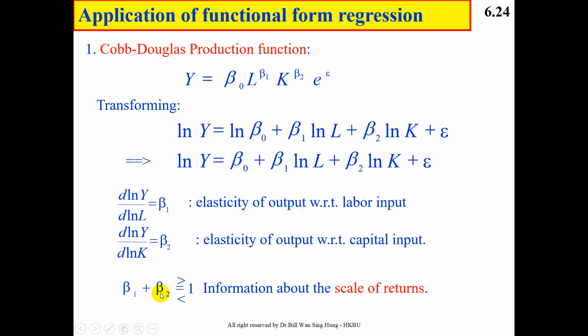And the sum of beta 1 and beta 2 may either be greater than 1, equal to 1, or less than 1. If it is greater than 1, we have increasing returns to scale. If it is equal to 1, we have constant returns to scale. But if it is less than 1, then we have decreasing returns to scale.